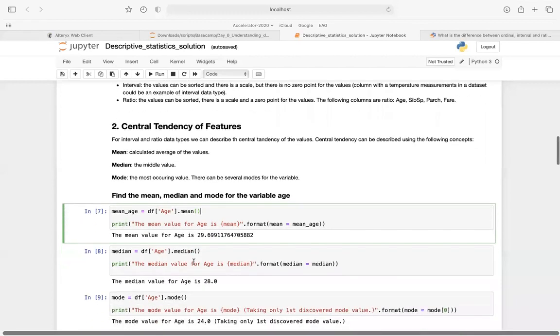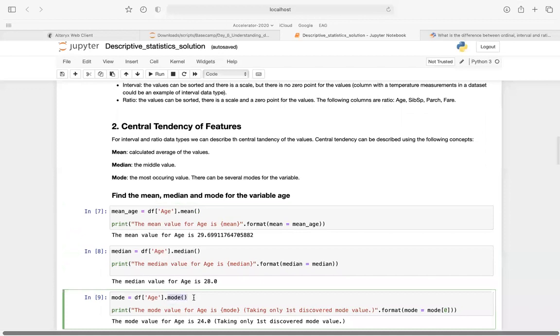And lastly, if I have to check the mode, it's simply df of age dot mode, right? The mode value for the age is 24. So it simply tells me that the most frequently appearing number in the column age is 24.